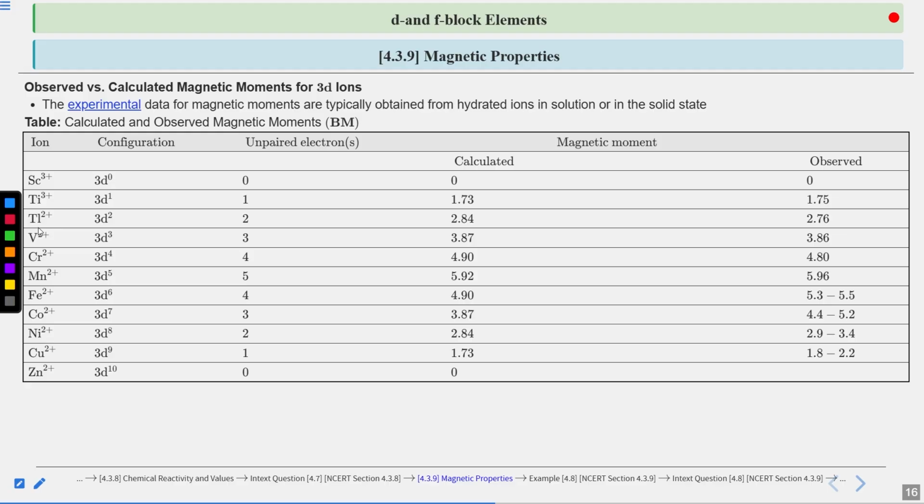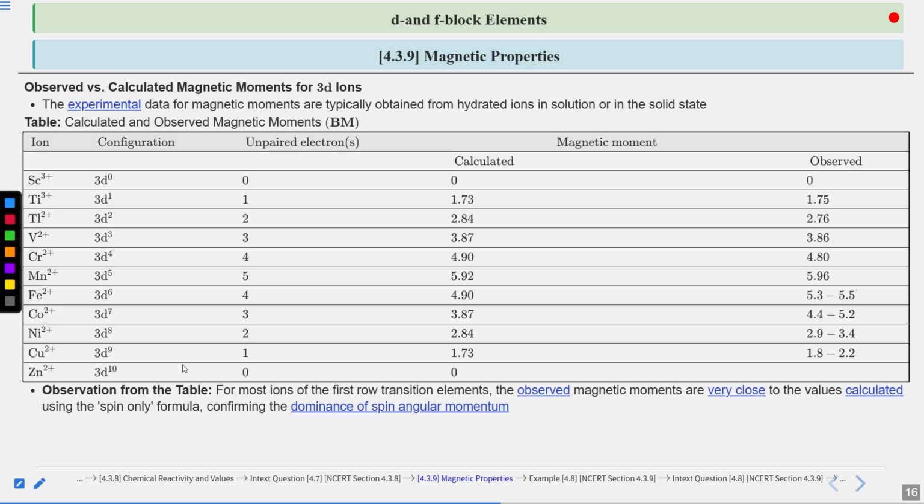Similarly, for vanadium 2 plus, chromium 2 plus, manganese 2 plus, zinc 2 plus. In zinc 2 plus, 3d10 is the configuration. D10 is the stable one in which every electron is in a pair, right? No unpaired electron will be there. So unpaired electrons will be 0 and the calculated and observed value will also be 0. Whereas 3d9 will be different in copper 2 positive, where the unpaired electron in the 3d9 is 1. Calculated magnetic moment will be 1.73 and the observed will be from 1.8 to 2.2, greater than the calculated one.